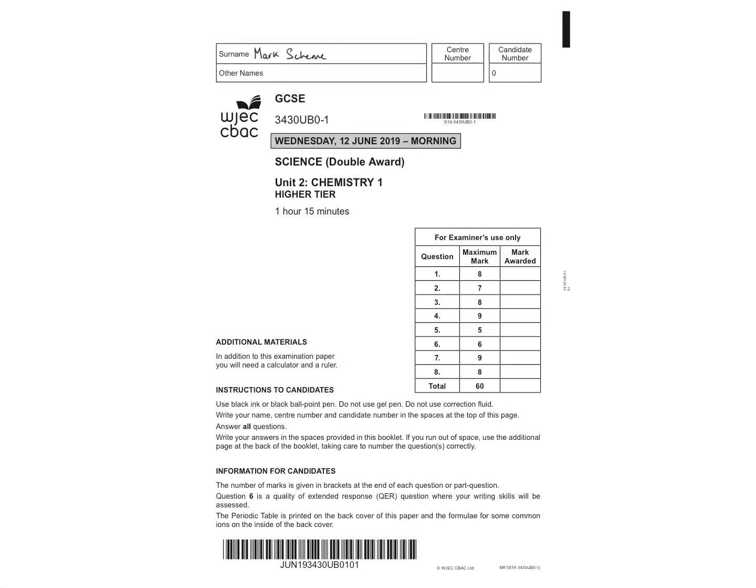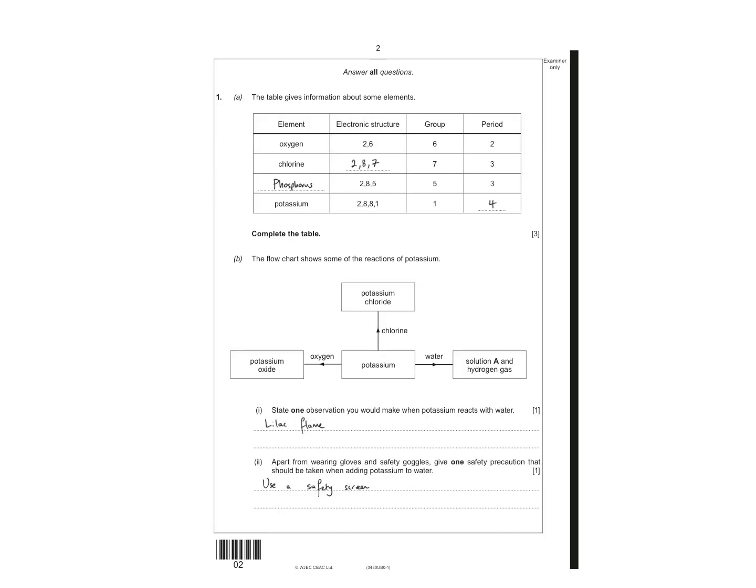This video is about the 2019 Double Award Higher Tier paper. Question number 1. The table below gives some information about the elements. First of all, we need to fill in the gaps.